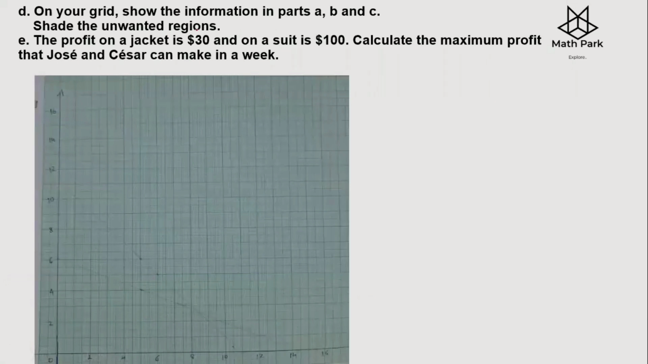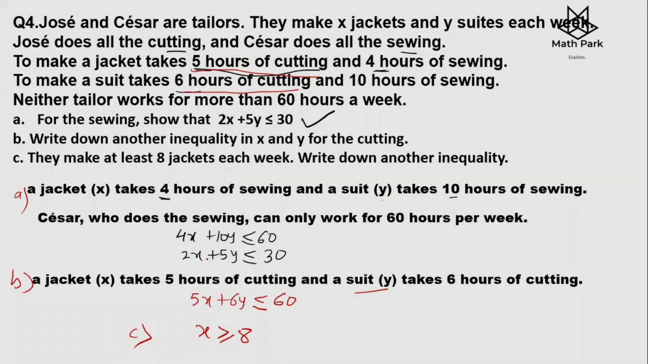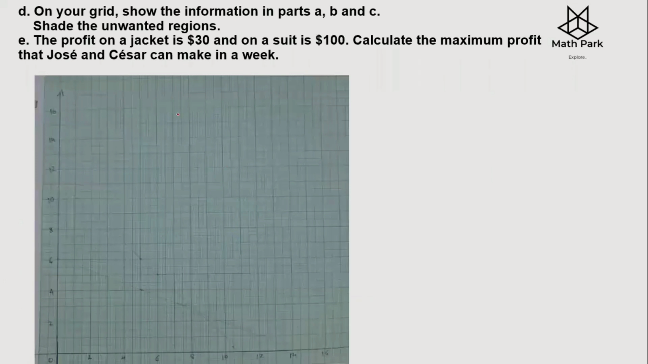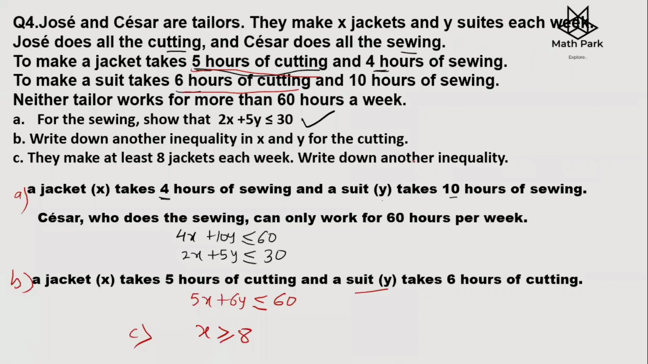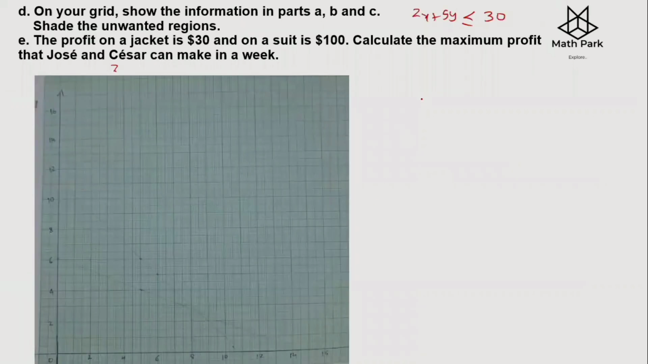On your grid, show the information in parts A, B, C. So what were our inequalities? Our inequalities were 2x plus 5y is less than or equal to 30. Let us write it here. The next was 5x plus 6y is less than or equal to 60, and the third was x is greater than or equal to 8.